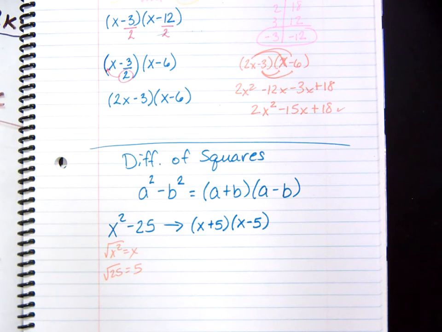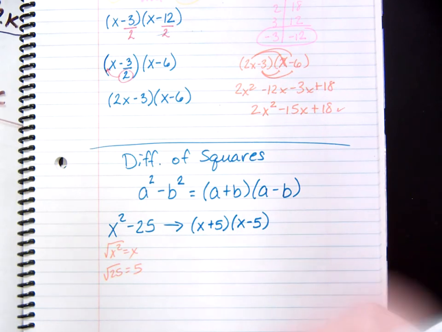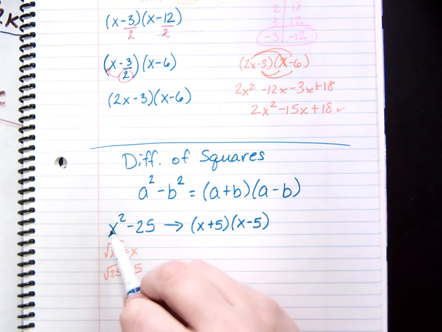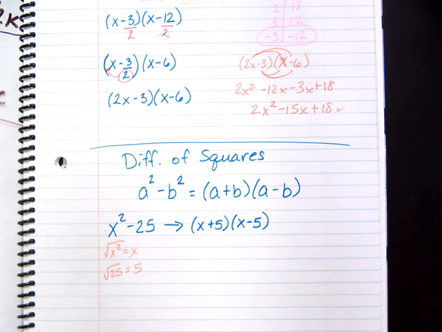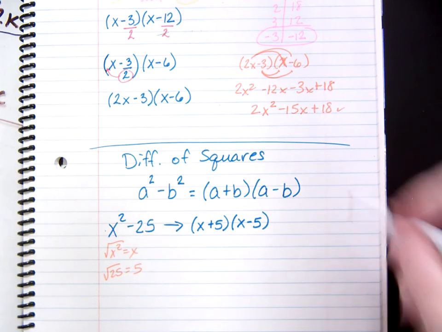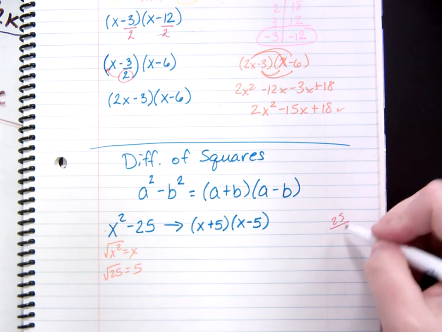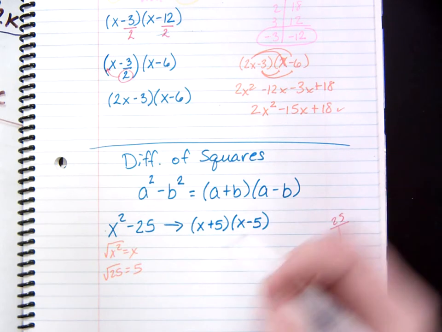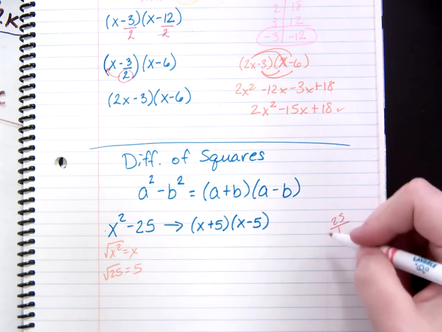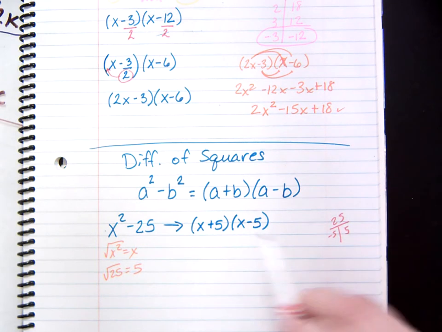Now let's say you forget this rule. You can factor it like we did the previous ones. I need to multiply your a and c terms. I get 25. Two numbers that multiply to be 25 but add to be 0 because there is no x term are negative 5 and 5. So you can factor it like you did the others if you forget your difference of squares rule.